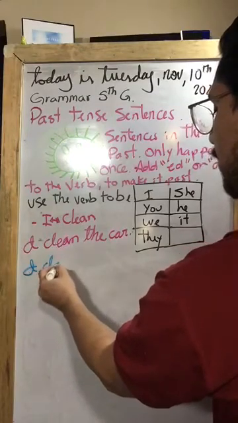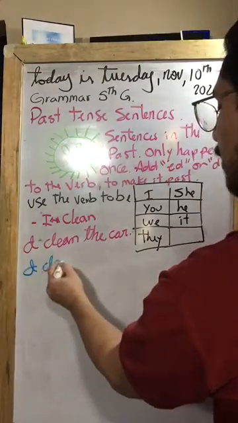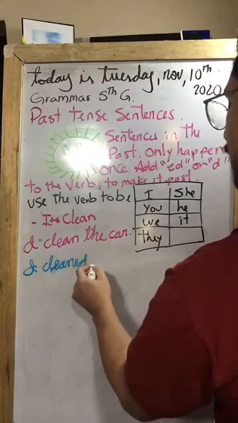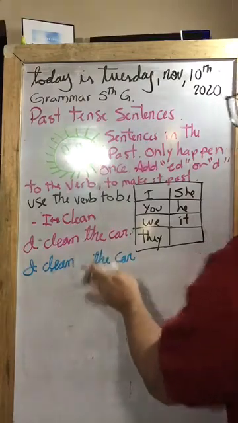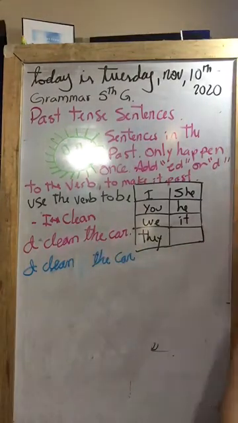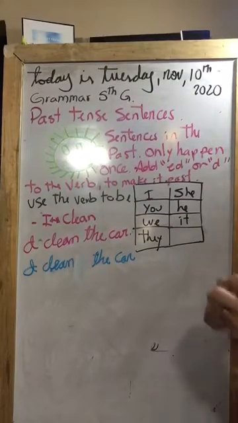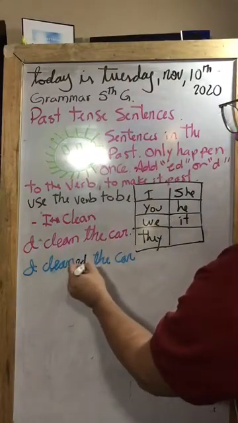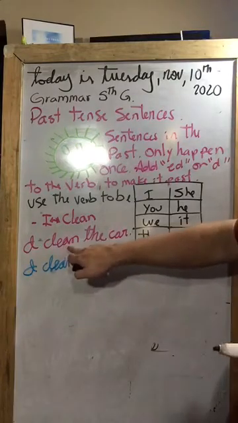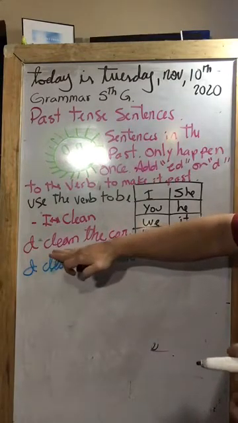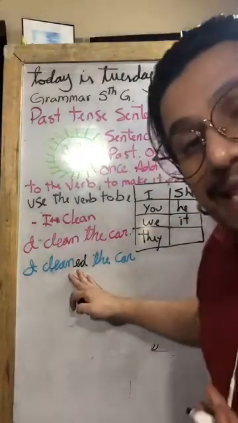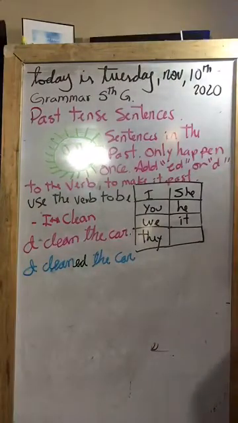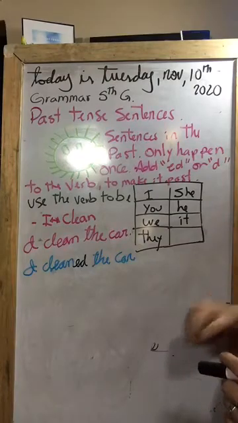I cleaned the car. And as you can see, the only thing that changes between both sentences is that for the past tense, I'm going to add ed, cleaned. So see, for the present, I have the normal sentence, I clean the car, and for the past, I have cleaned. I'm just adding ed to make it past, okay? So this is going to be something very, very simple to make, okay? So that is an example.